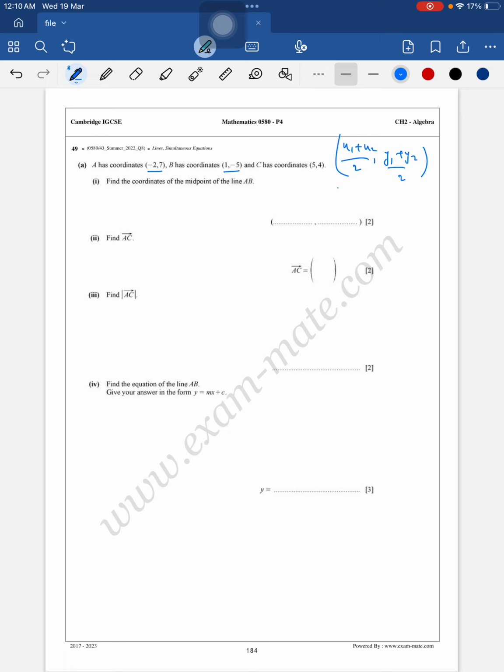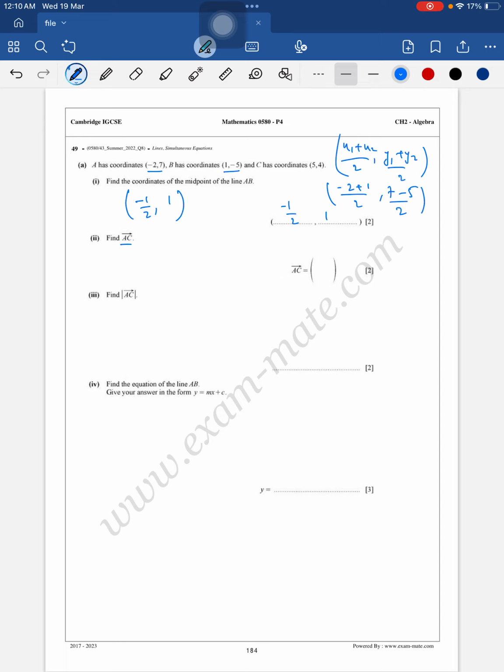So my x1 is minus 2, x2 is 1, upon 2, y1 is 7 and y2 is minus 5, upon 2. So minus 2 plus 1 upon 2 is, here I'm answering it, minus 2 plus 1 is minus 1 upon 2, and 7 minus 5 is 2, 2 upon 2 is 1. So the midpoint is minus 1 upon 2 comma 1.